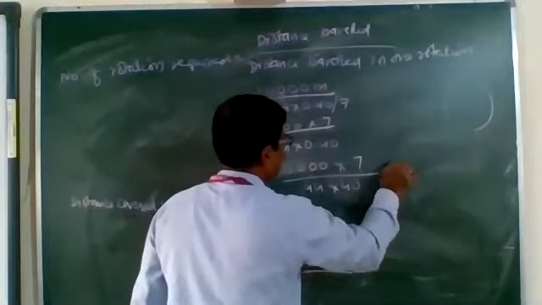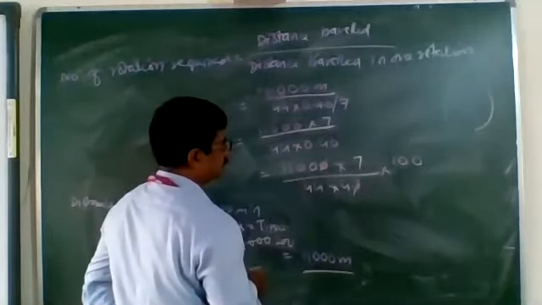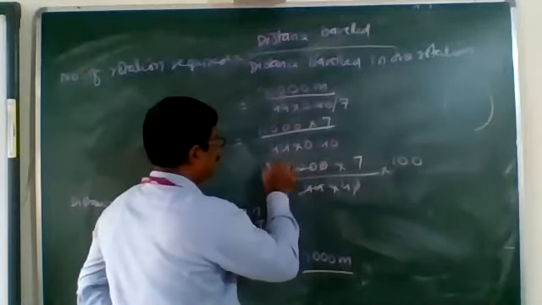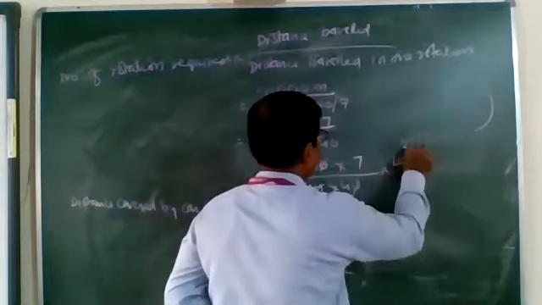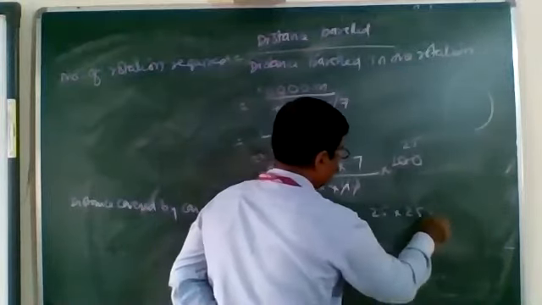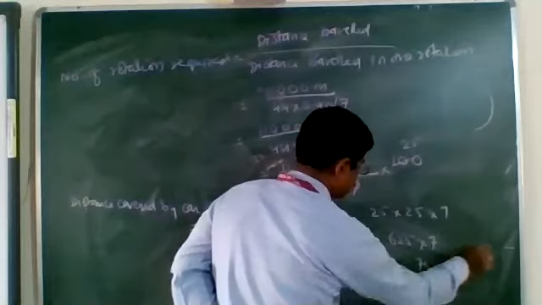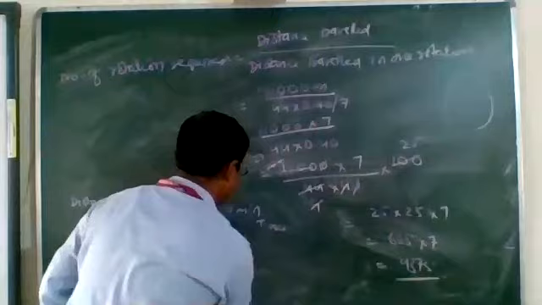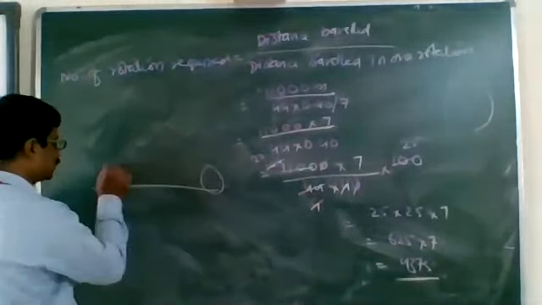What if you are removing the decimal? Then 100 will go up. 0 and 0 cancelled. 44 or 11 hundreds are 11, 4 elevens are 44. We got 25 into 25 into 7. 625 into 7. 4375. That means it will take 4375 rotations to cover a distance of 11,000 meters.